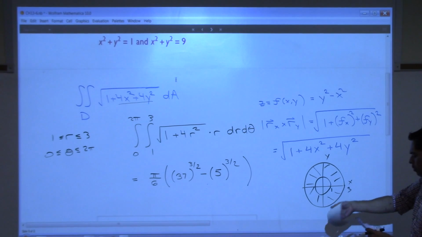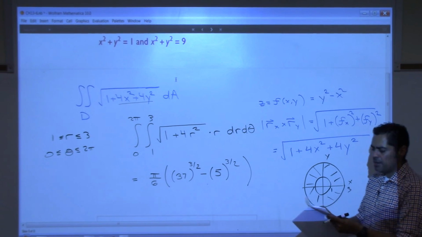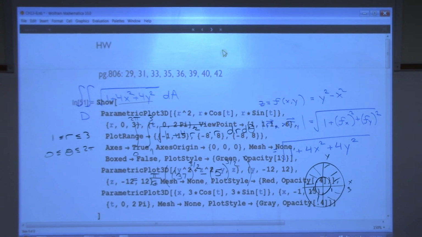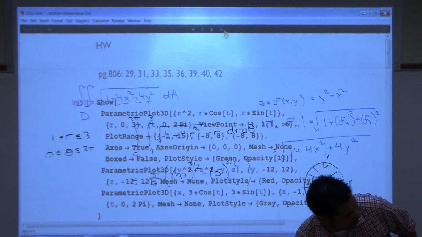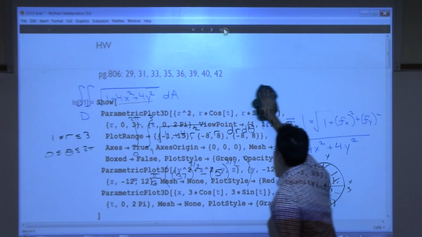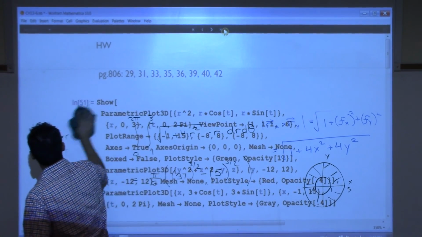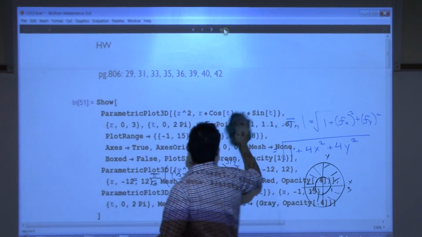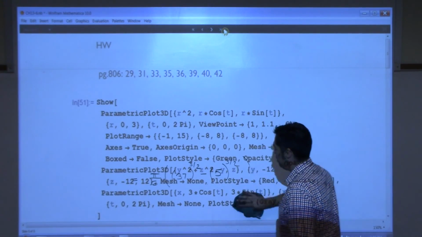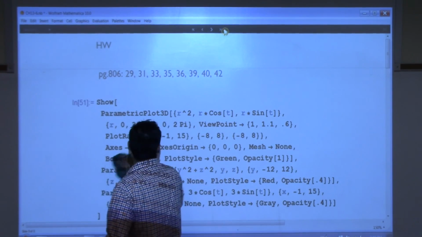Now, I had planned on working a few more problems here. I have not had a chance to do the homework solutions for this. So I don't have the homework answers on video for these. But here's the homework assignment. I don't know when I'll be able to get those videos up. Hopefully in the next day or two. Maybe tomorrow morning if I'm lucky.